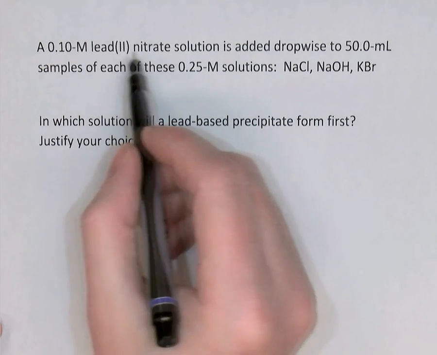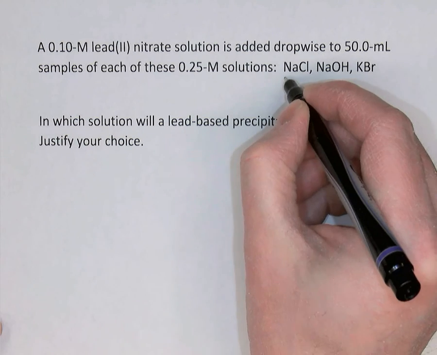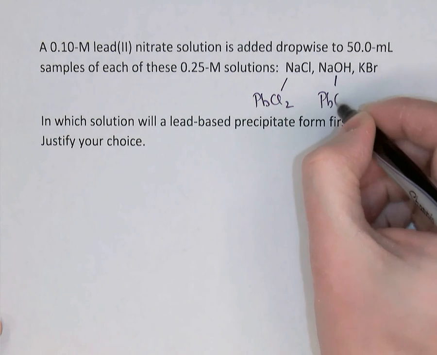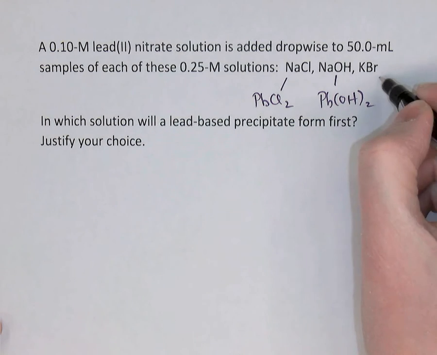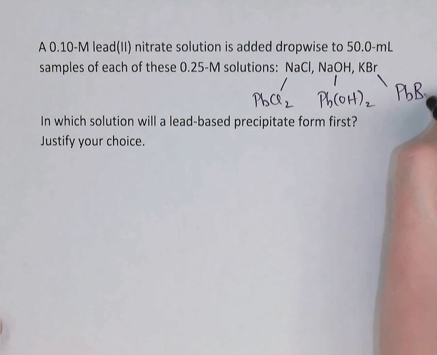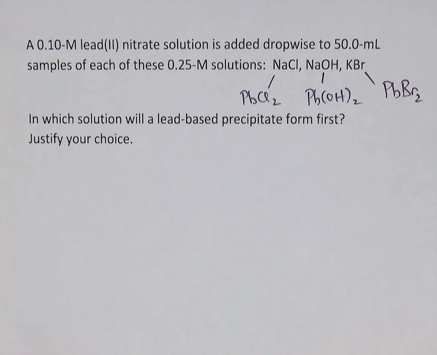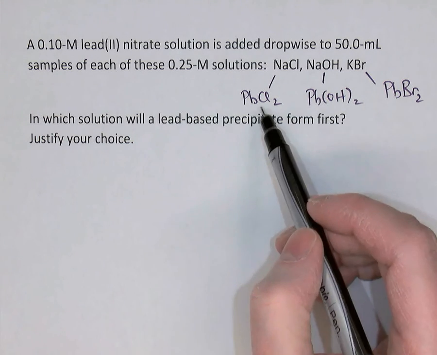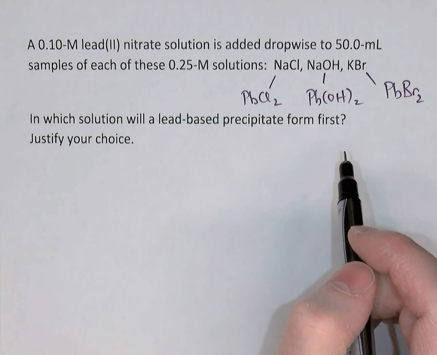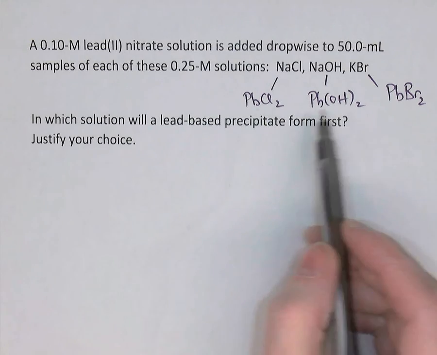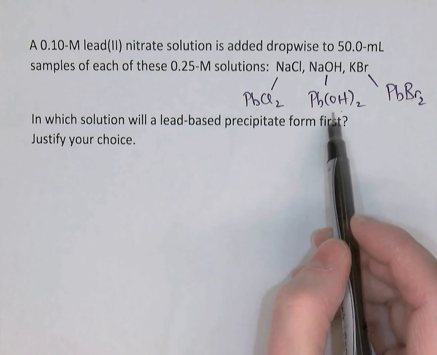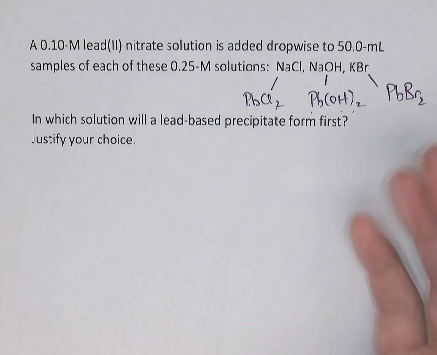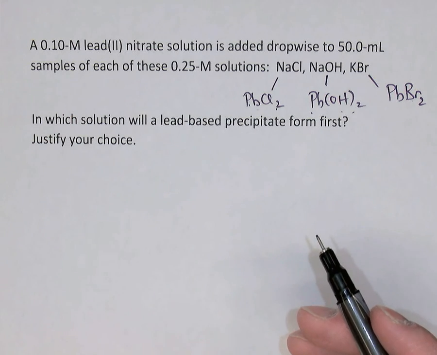We know when we mix lead nitrate with these solutions, we're going to get, in the first case, PbCl2 forming, in the second case, Pb(OH)2, lead hydroxide, and then in the third case, PbBr2. So those are the three possible precipitates that will form. Notice that they all have the same basic formula with 3 ions. That's very important to solving this problem easily. Because these 3 salts have the same basic formula, 1 lead and 2 anions, it means that mathematically they're all going to be treated the same way.